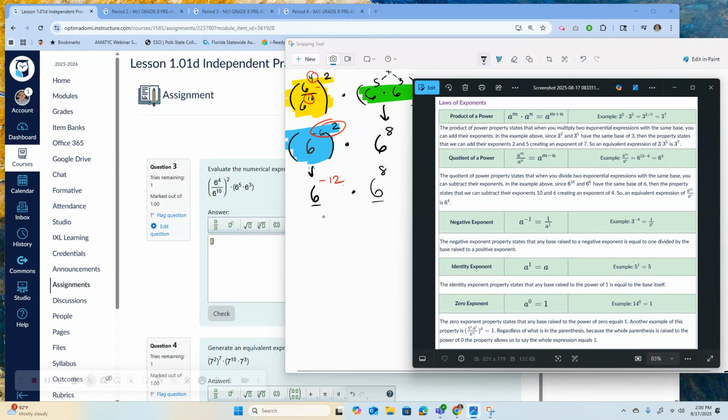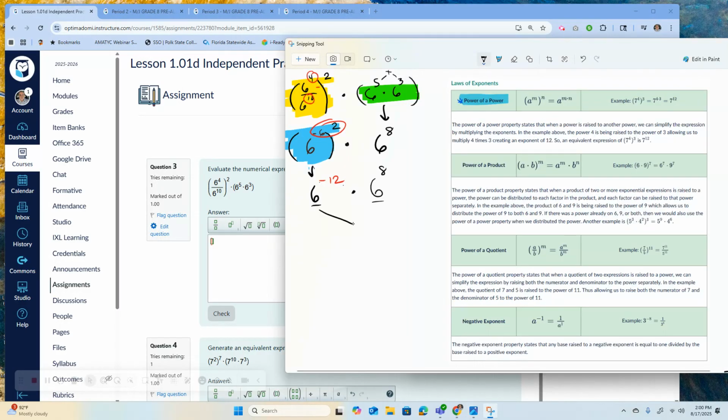That says when you multiply two powers with the same base, you keep the base. I'm going to keep the 6. And what you're going to do here is add the two exponents. So negative 12 plus 8, do it in the calculator if you have to. That will give you negative 4.